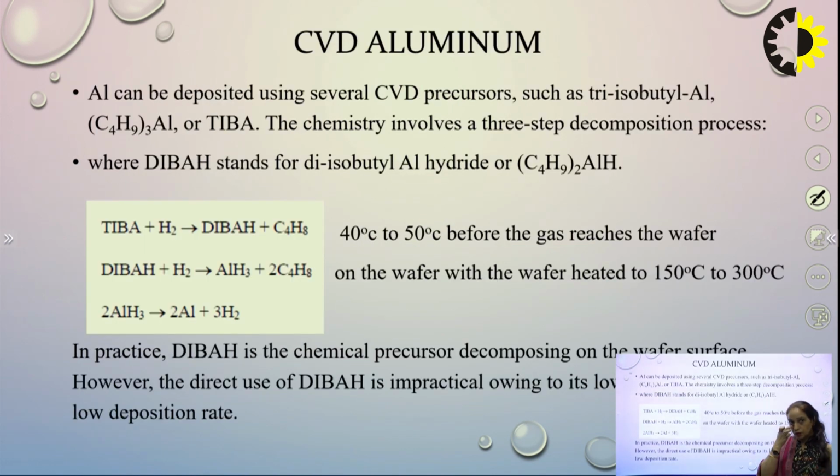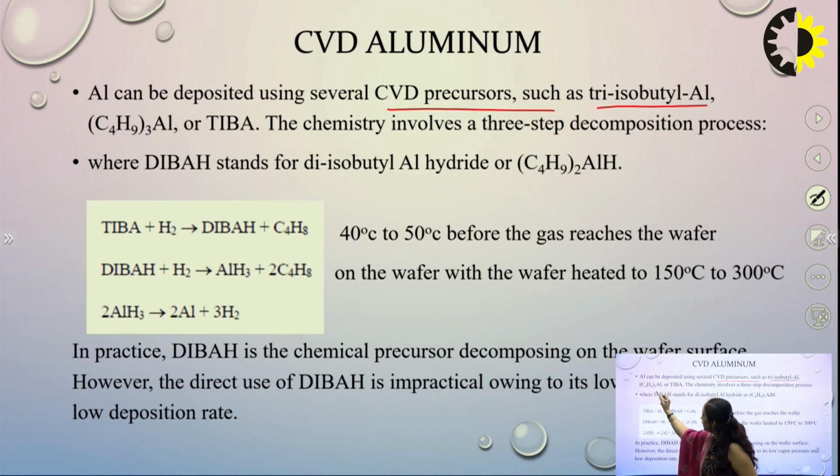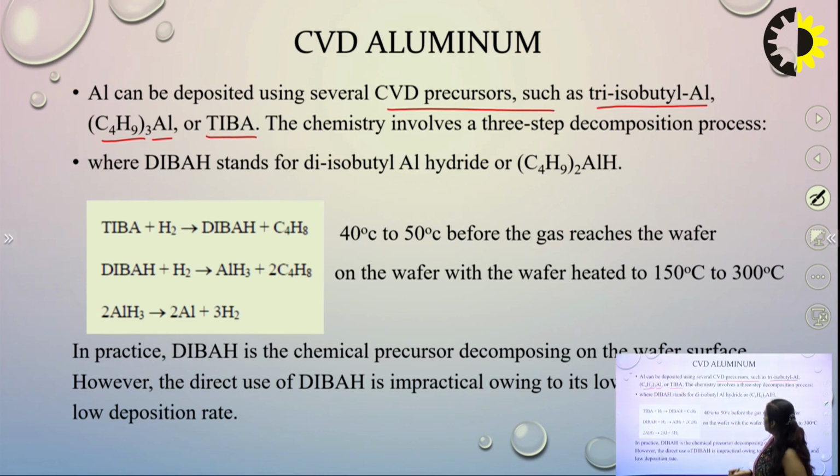Now for the aluminium, we are going to use chemical vapor deposition. Aluminium can be deposited by several CVD precursors such as triisobutyl Al, whose chemical formula is (C4H9)3Al. It is also known as TIBA, and it involves a 3-step reaction. When TIBA is reacted with hydrogen, it will give you DIBAH, which is the chemical name for diisobutyl aluminum hydride, plus C4H8. This reaction is carried out at 40 to 50 degrees.